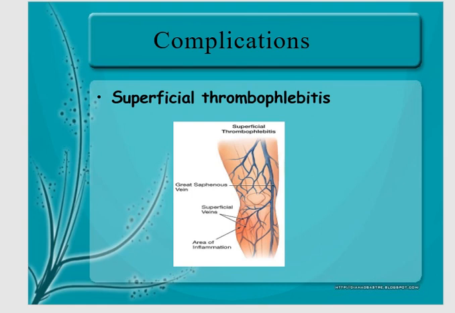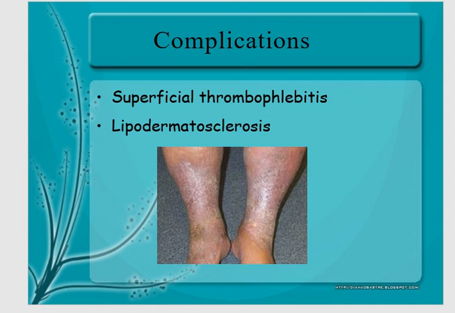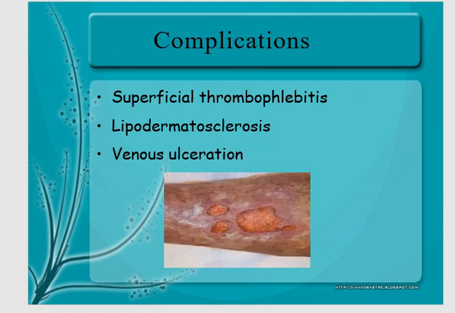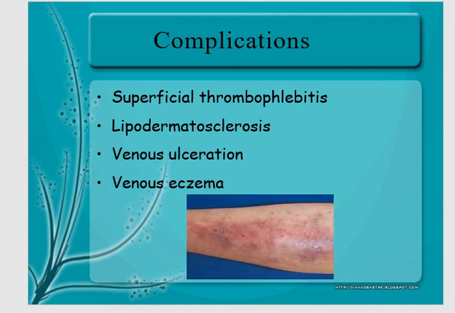The complications are superficial thrombophlebitis, with painful red areas in the line of distribution of the vein, raised local temperature with fever, or dermatosclerosis due to extravasation of RBCs into the tissues, leading to some sclerosis. Early venous ulcerations, as the name indicates, and venous eczema.